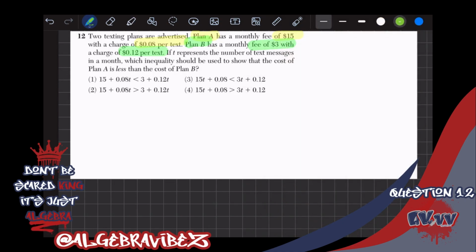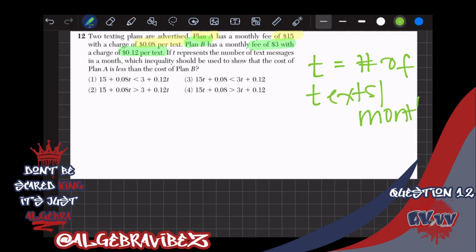They're asking us if T represents the number of text messages in a month, which inequality should be used to show that the cost of Plan A is less than the cost of Plan B. So T is equal to the number of texts per month. That's what that T represents. So we're just going to lay this out.